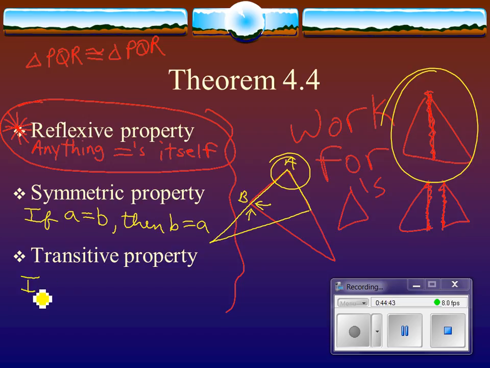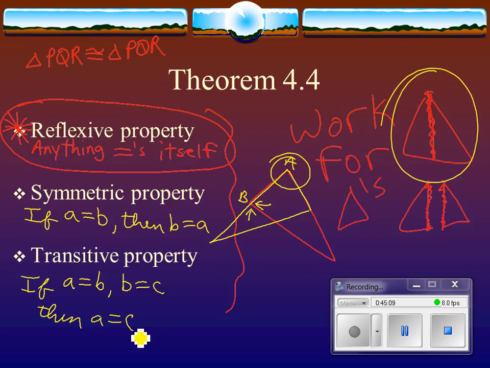Transitive property. What did the transitive property say? If A equals B and B equals C, then A has to equal C. So this would say if the first triangle equals the second triangle and the second triangle equals the third triangle, then what do you know? The first triangle has to equal the third triangle.